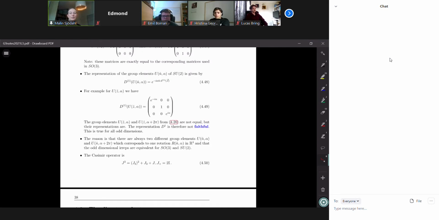Finally, I should just say that we can also write down the Casimir operator. So now we have found J3, so we know J3 squared, we have found J plus and J minus, and last time we had this form for the Casimir operator. So we can find explicitly that it is 2 times the identity, so 1 times (1 plus 1). Any questions to that?